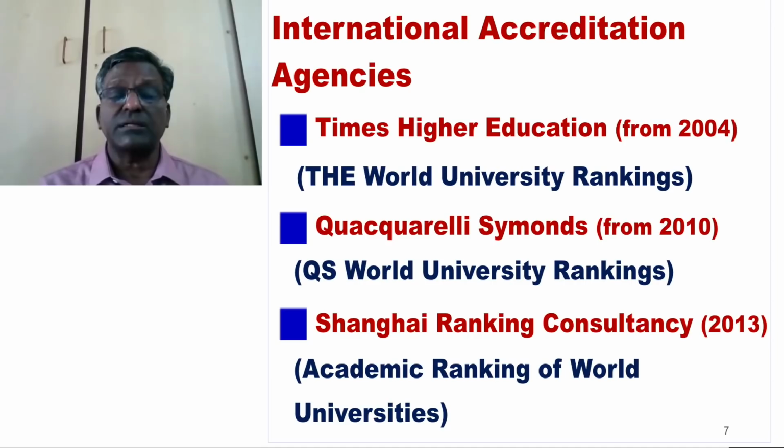Then we have another British agency called the Quacquarelli Symonds. They are in operation from 2010 and they bring out QS World University Rankings. Then Times Higher Education, that is British, QS, that is also British. Now we have an Asian player, a Chinese player, that is Shanghai Ranking Consultancy. They are in business from 2013 and they bring out what is known as academic ranking of world universities. So these are the three international players.